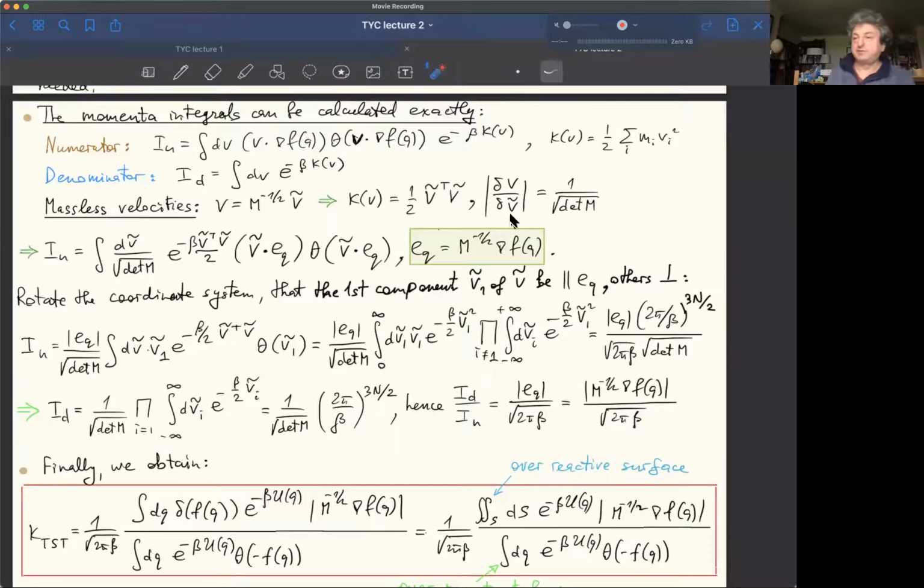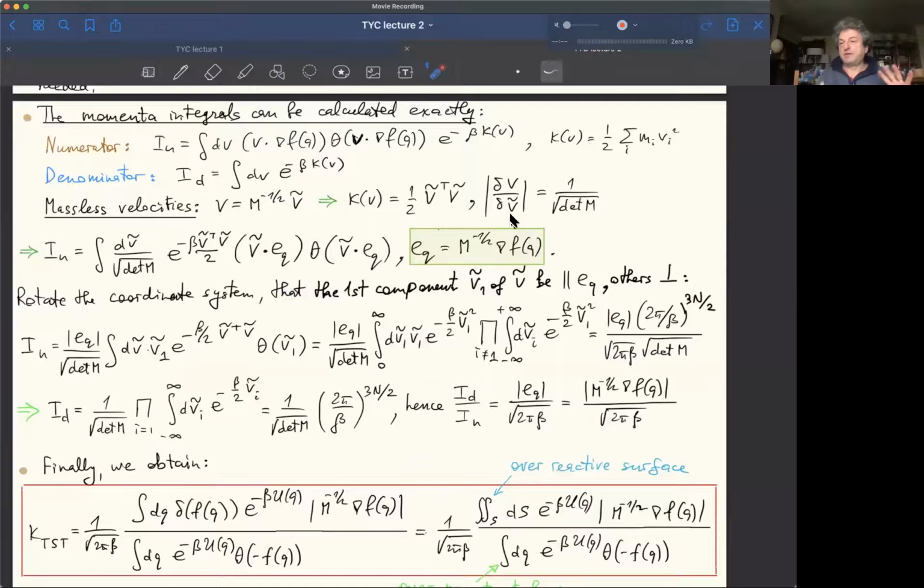Then there is a very fine trick. Where is velocity in this integral? Velocity comes in here, here, and here. But if you look at that term here, the velocity comes as V squared. And if you rotate space, that V squared expression actually remains invariant. Therefore, if you rotate space in such a way that the first component of your rotated velocity would be exactly parallel to the normal.